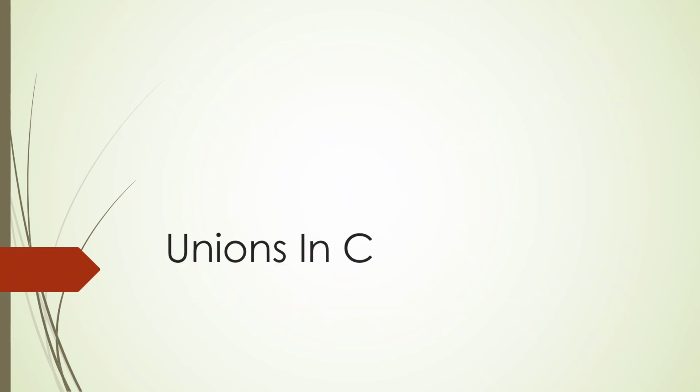Today our topic is unions in C. So far we have learned about structures, which allow us to group different types of data together. Now we learn about unions, which are similar to structures but work differently when it comes to memory. By the end of this video, we will understand what unions are, how they are defined, how they differ from structures, and where they are used in real-world programming.